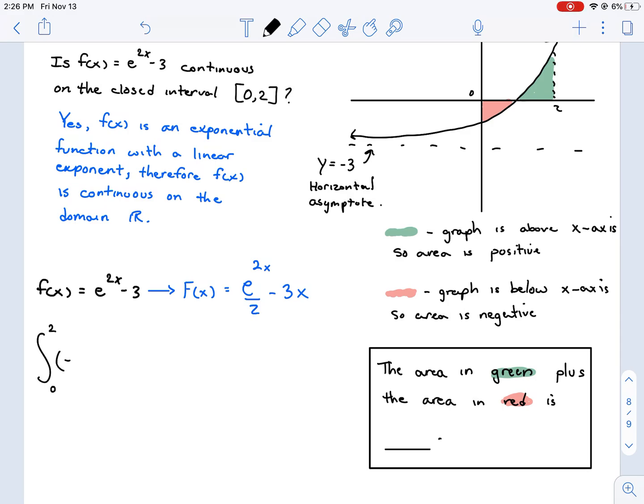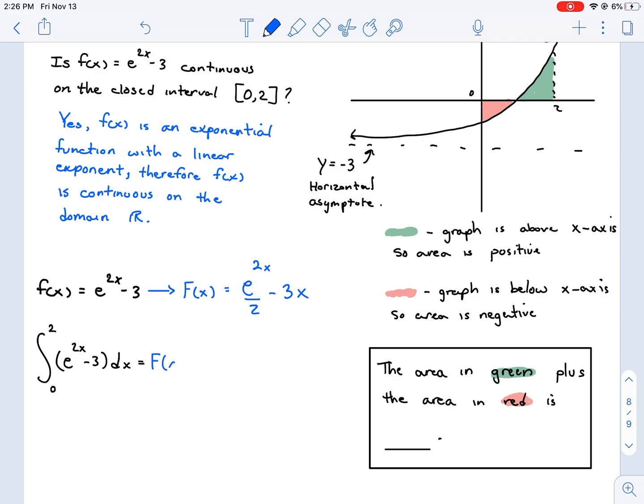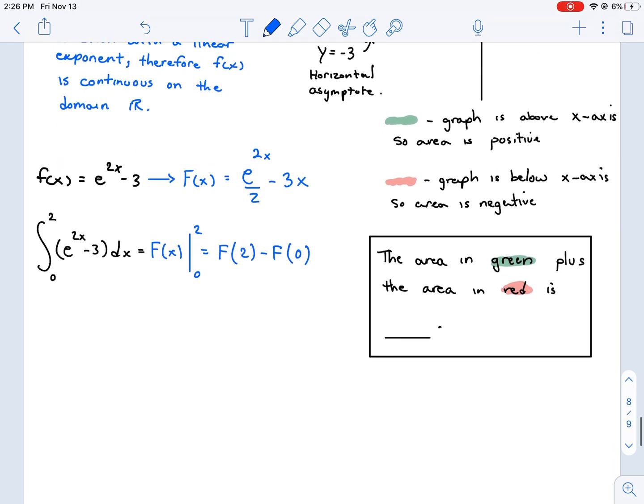So the definite integral from 0 to 2 of f of x is equal to an antiderivative evaluated from 2 to 0, and we're going to subtract the results. So here we go. The antiderivative evaluated at 2 is equal to the following. This is e to the 4th power divided by 2 minus 6.